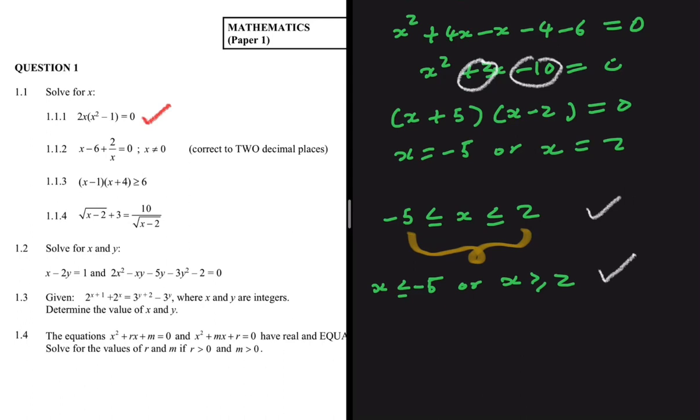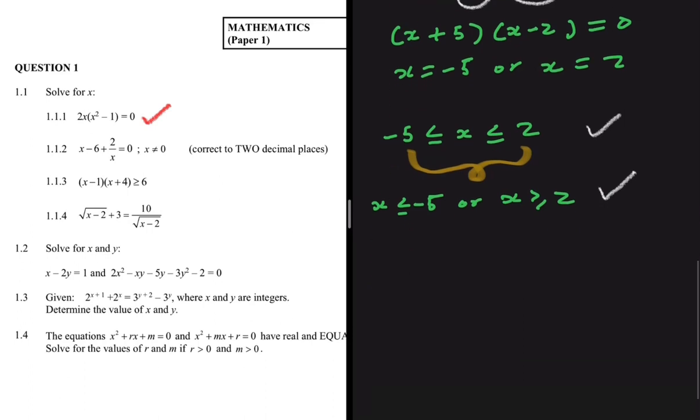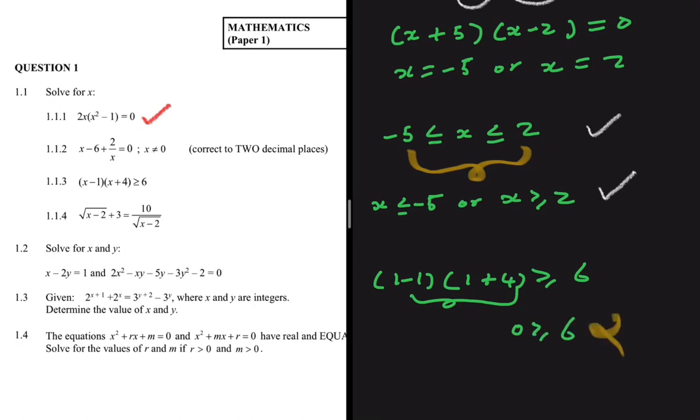So a number between minus 5 and 2, let's take 1. So let's substitute 1. If we substitute 1, we're going to have 1 minus 1 multiplied by 1 plus 4 being greater than or equal to 6. So 1 minus 1, that's 0, right? So everything just falls apart on the left hand side. So we have 0 being greater than or equal to 6. And we know that this is not true. So this first option is not correct. Our answer is the second option.